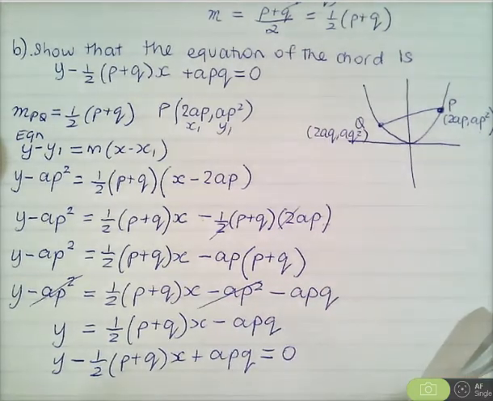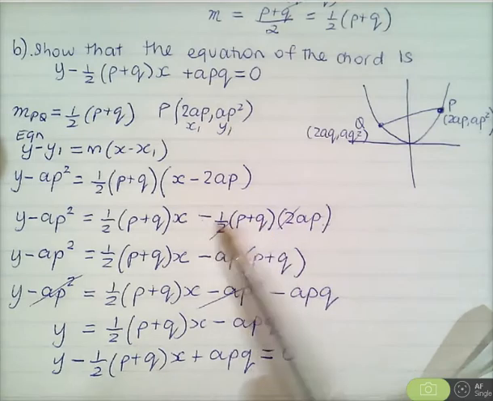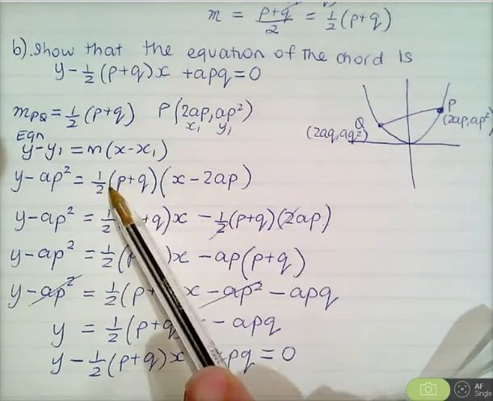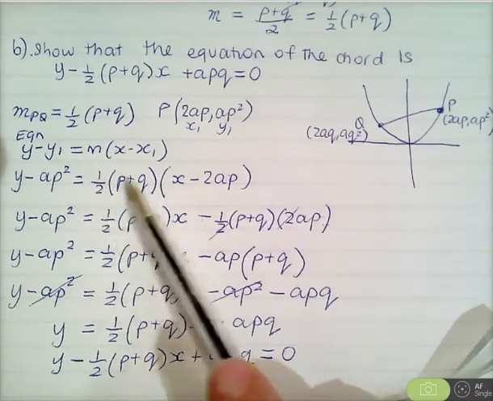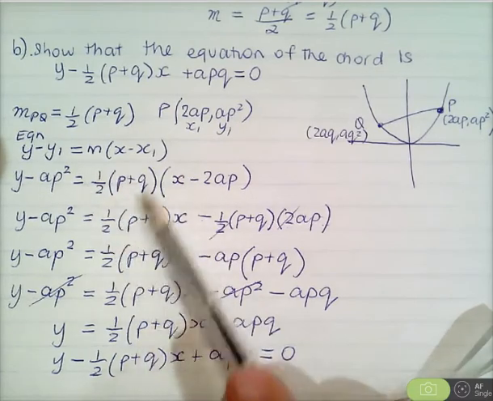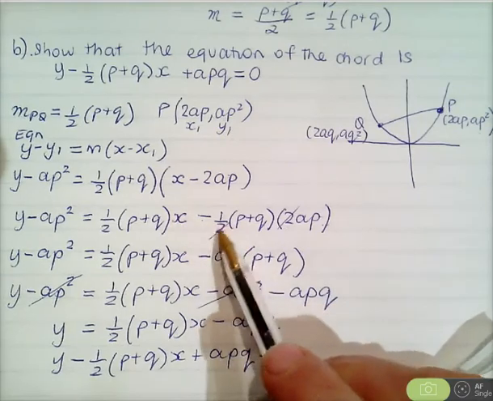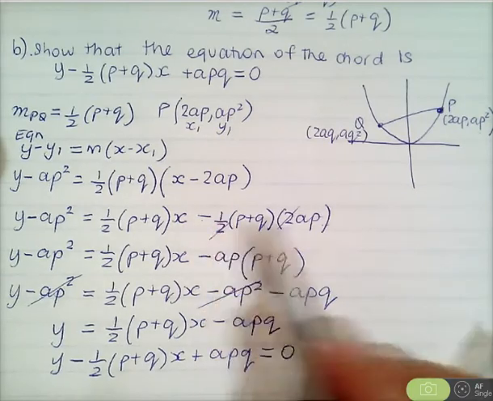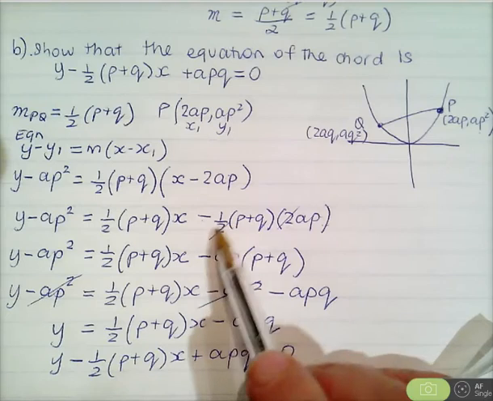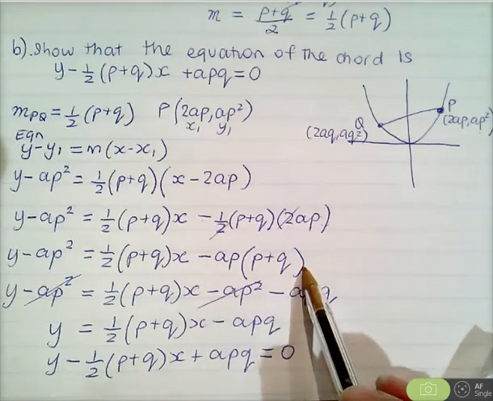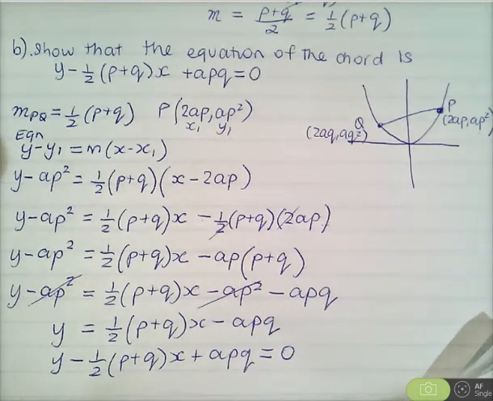Okay, that's part B. Now obviously you've got to be really careful here when you're multiplying this a half p plus q times the x and the half p plus q times the 2AP. Also you've got to be really careful here. I would do this half with the 2AP first, and then I would expand it with that bracket. So just be really careful there. We'll do part C now.